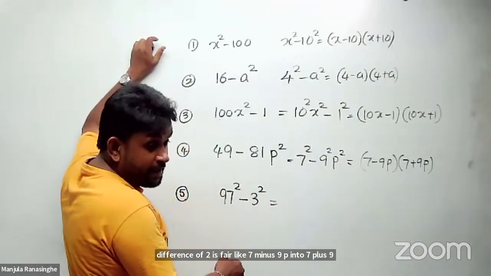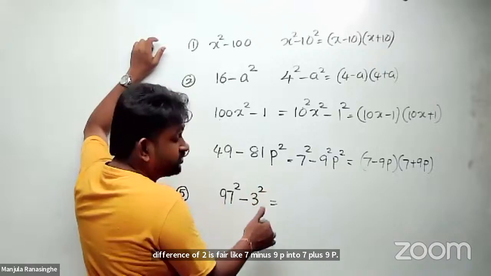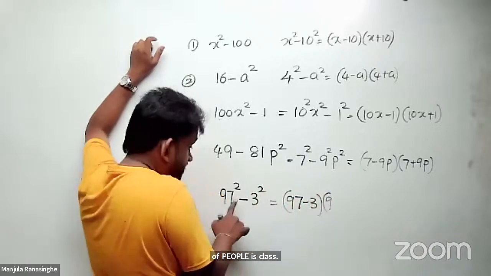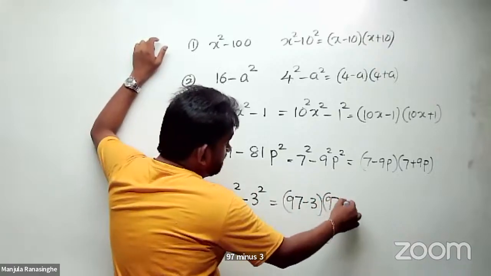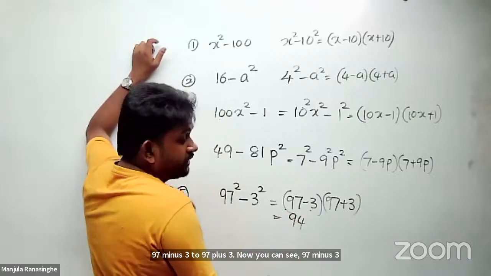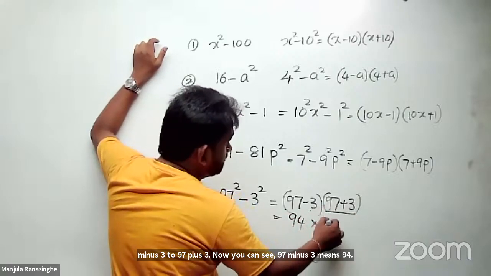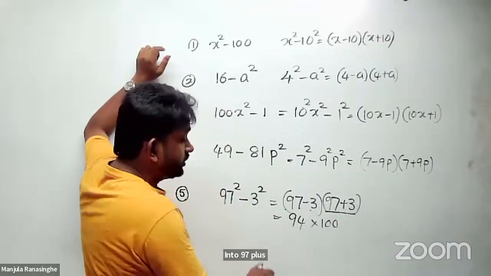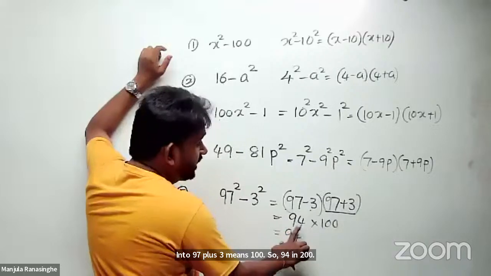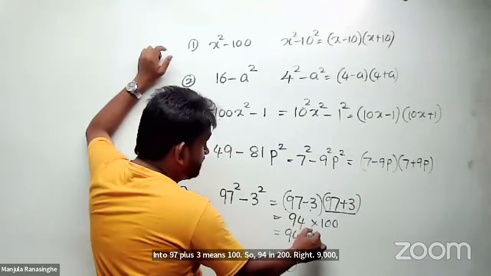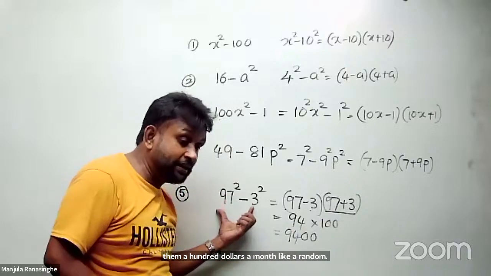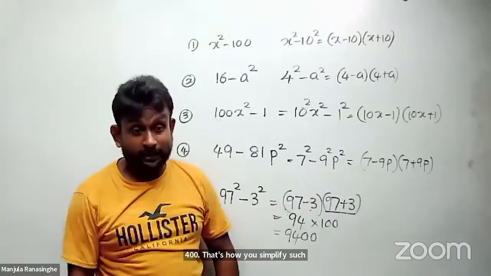Here, how to find the value? Use the format of the difference of squares: 97 minus 3 into 97 plus 3. Now 97 minus 3 is 94, into 97 plus 3 which is 100. So 94 into 100 is 9,400. That's how you simplify such big expressions using factorizing knowledge.